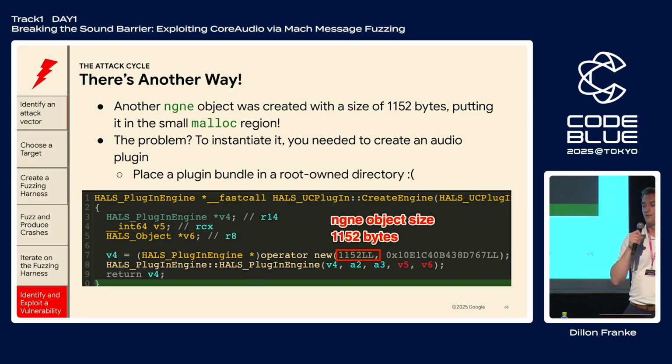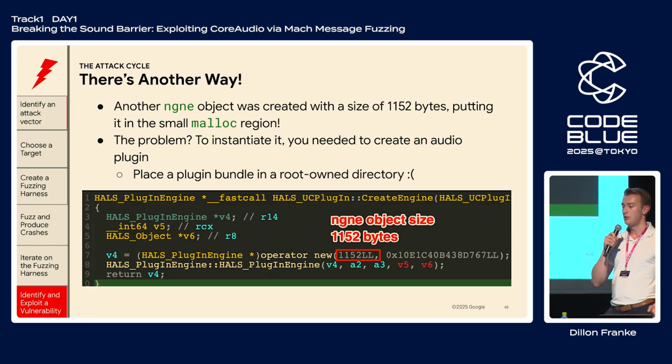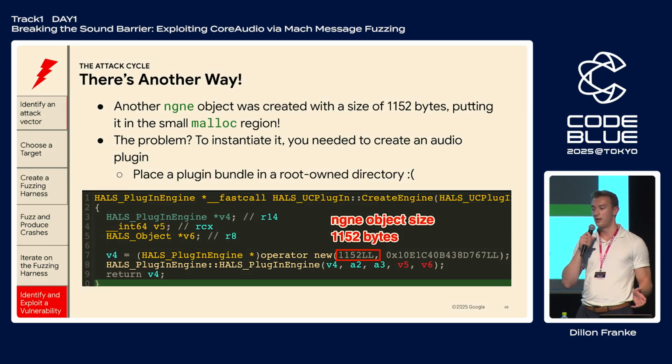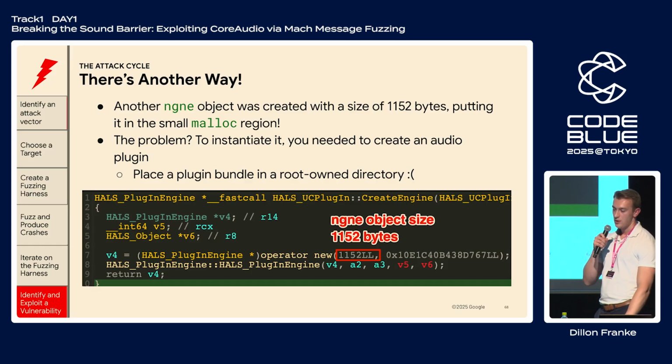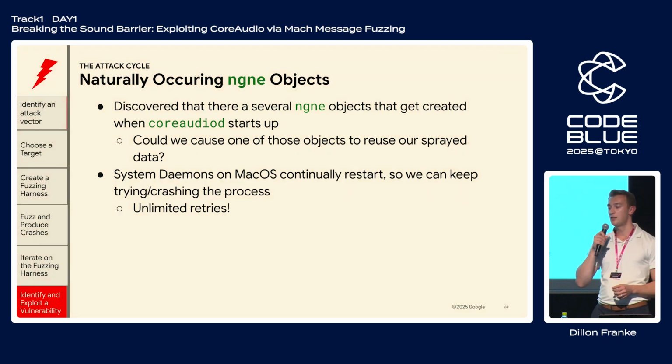Fortunately, there was another way I found to create an engine object with a size of 1152 bytes this time. This would put it in the small malloc region. The problem here was that to instantiate it, you needed to create an audio plugin, and to create a plugin bundle, you had to be root. So that seemed like it wasn't going to work. But I did identify that there were a couple of naturally occurring engine objects that got created when CoreAudio D started up. So I thought, could we use one of those objects to reuse our sprayed data?